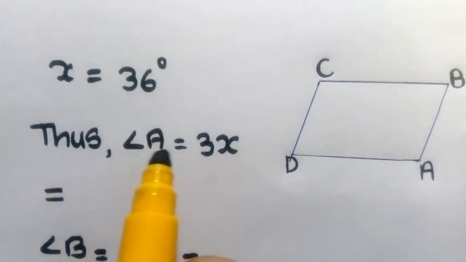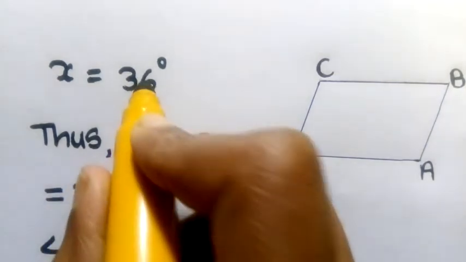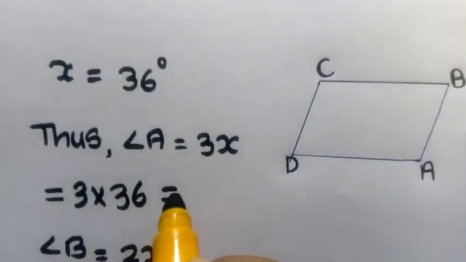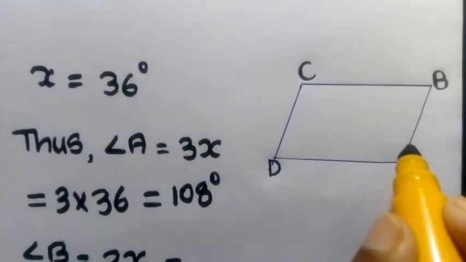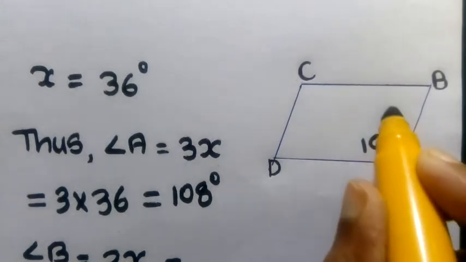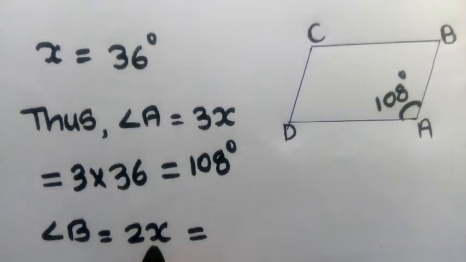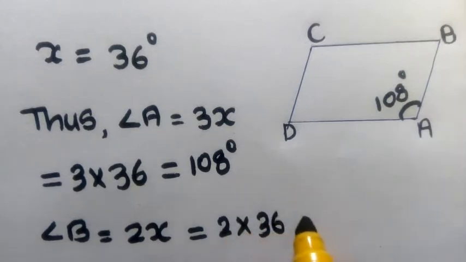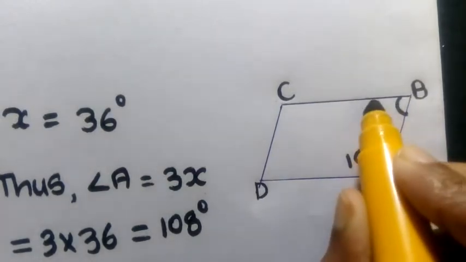Thus, angle A is equal to 3x, which is equal to 3 into 36. 3 into 36 is equal to 108 degrees. Therefore, angle A is equal to 108 degrees. Next, angle B is equal to 2x, which is equal to 2 into 36. 2 into 36 is equal to 72 degrees. Therefore, angle B is equal to 72 degrees.